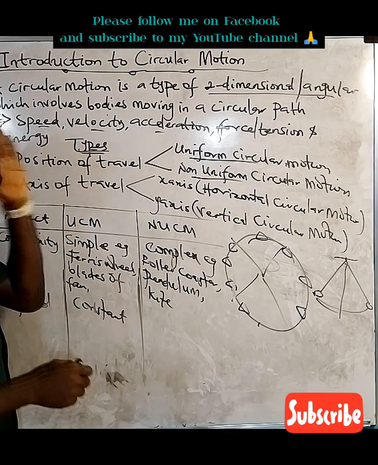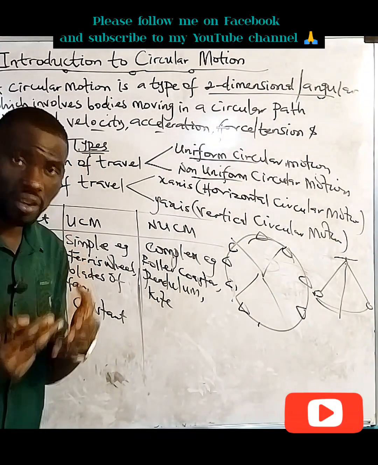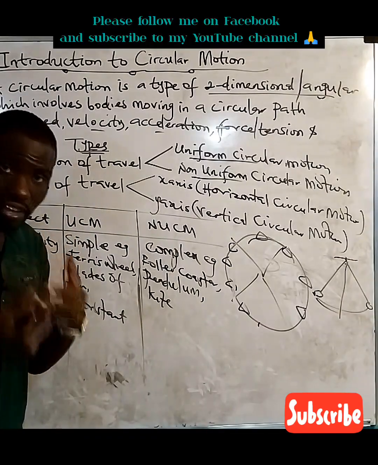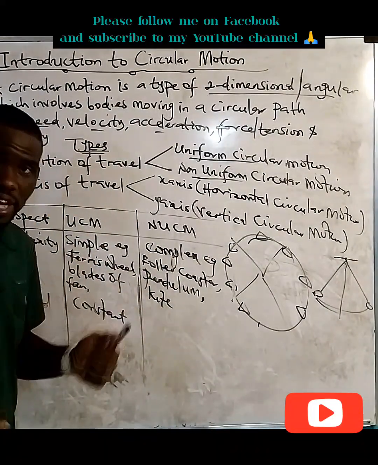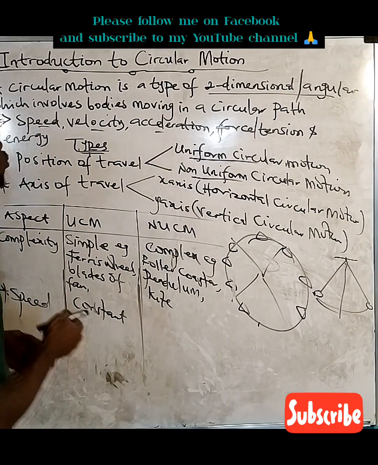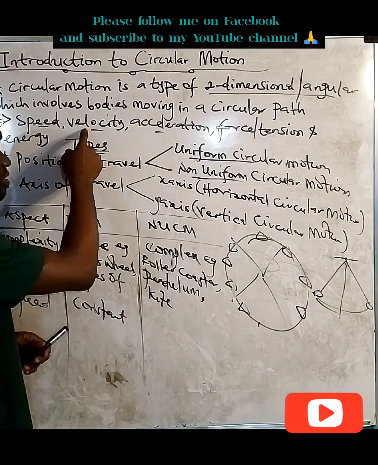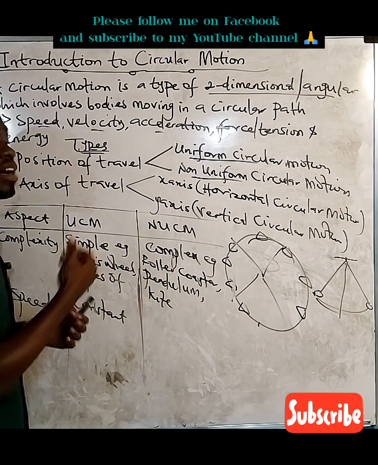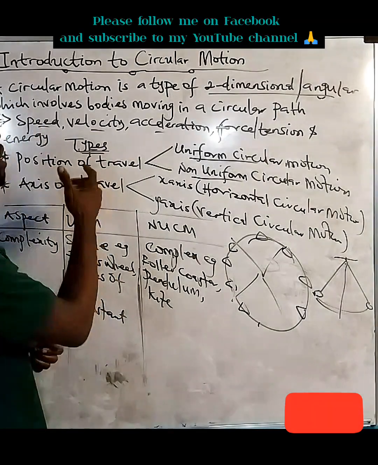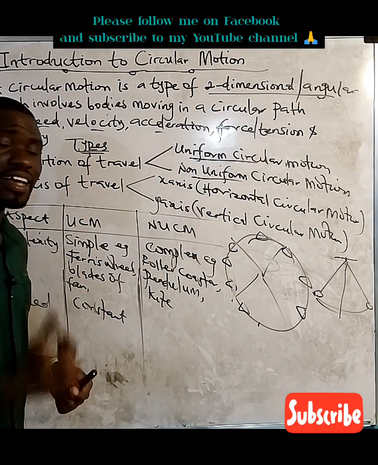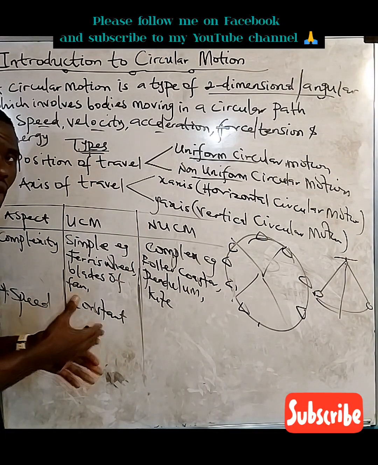Now, we can say we have two types of velocity under circular motion. Velocity is a vector because we have both magnitude and direction, but speed is just magnitude. We don't have direction. So for velocity, we have two types under circular motion. We have angular velocity, which they also call the centripetal velocity. And we also have what we call the linear velocity or the tangential velocity. So velocity under circular motion is of two types, angular and linear.